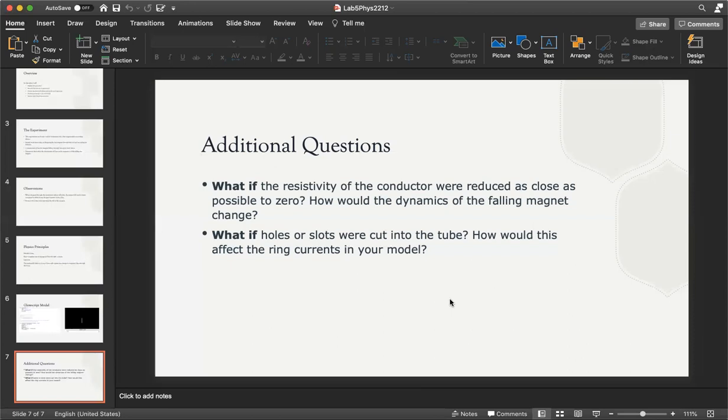And what if holes or slots were cut into the tube? How would this affect the ring currents in your model? I suspect that this could be akin to increasing the resistance in the tube, which would make the opposing magnetic force in the upward direction lesser in magnitude, so the magnet would fall faster and it would approach the regular fall speed due to gravity.